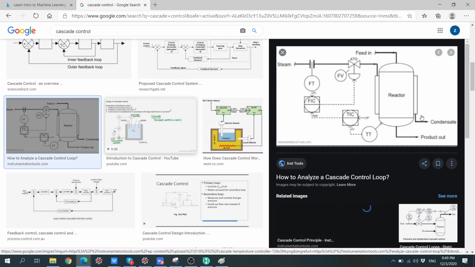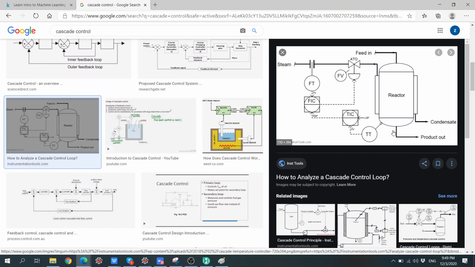So we have another example. In this reactor, its temperature is measured. It measures the temperature, and then it compares with the set point of the temperature, and then this becomes the new set point for the flow of the steam to come into the system. So this is then the slave control, and this is then the master control.